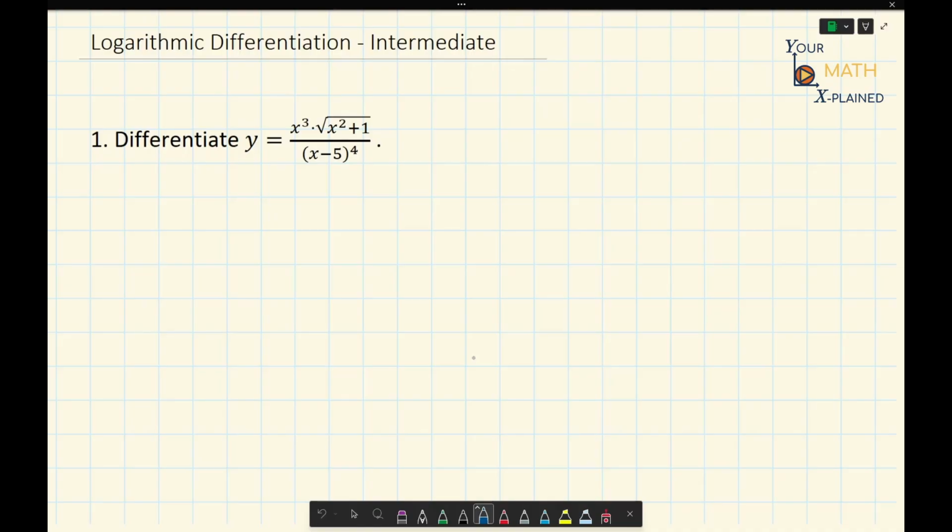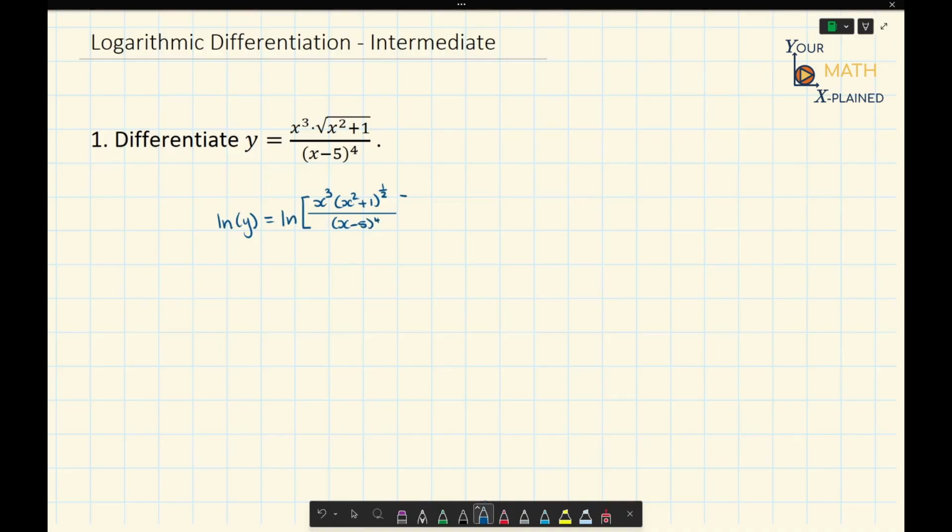For our first example, we're going to differentiate this messy looking equation here. Notice that for this problem, it is possible to use your quotient and your product rule to find the derivative, but it's going to get pretty messy. So we're going to apply our logarithmic differentiation here, which means we're going to take the natural log of both sides. That means we get ln of y is equal to ln of the right-hand side, which is x cubed times (x squared plus 1) to the power of 1/2 over (x minus 5) to the power of 4.